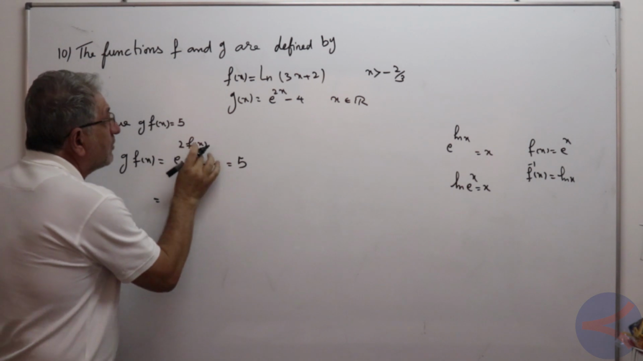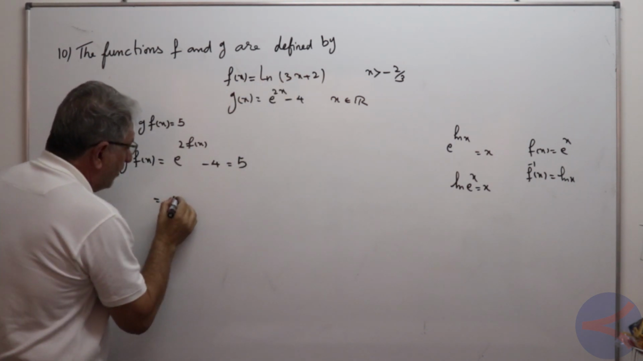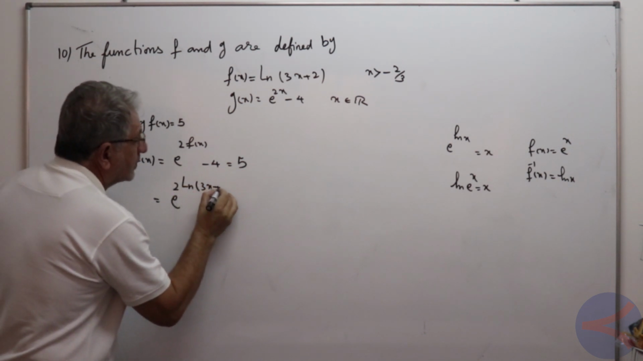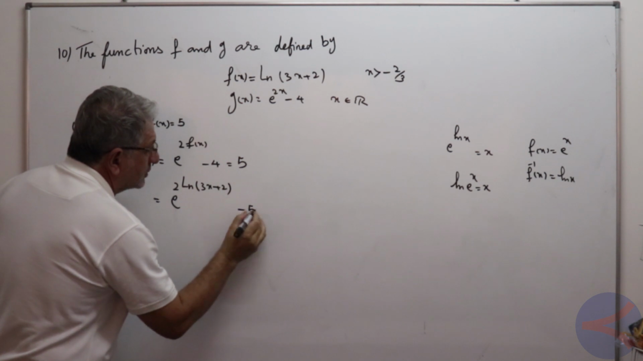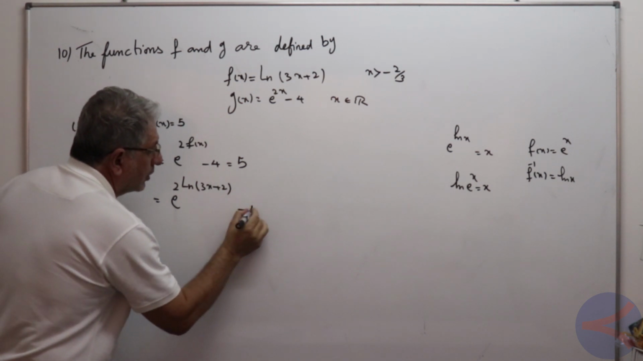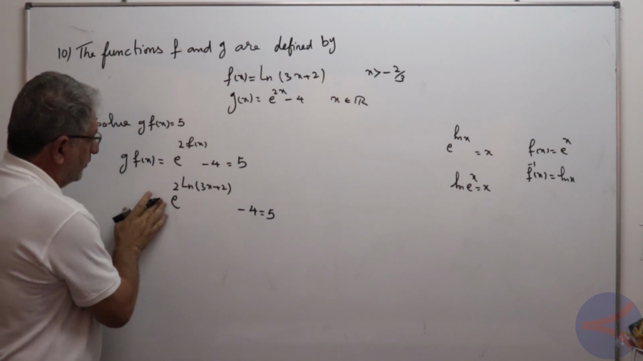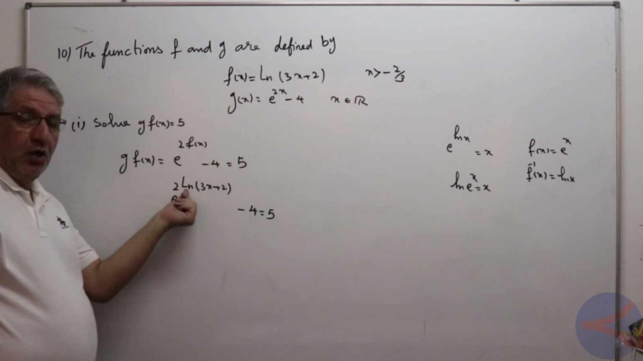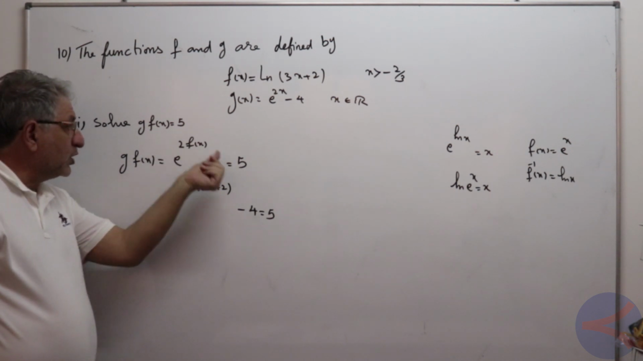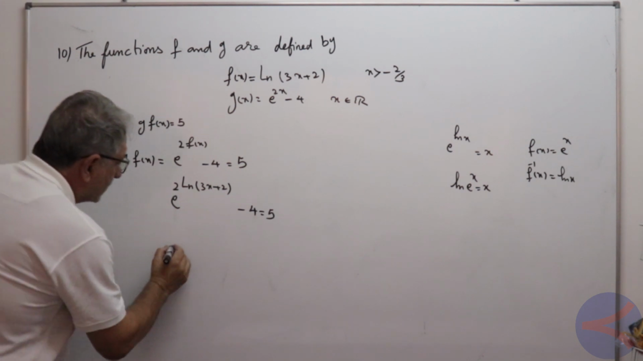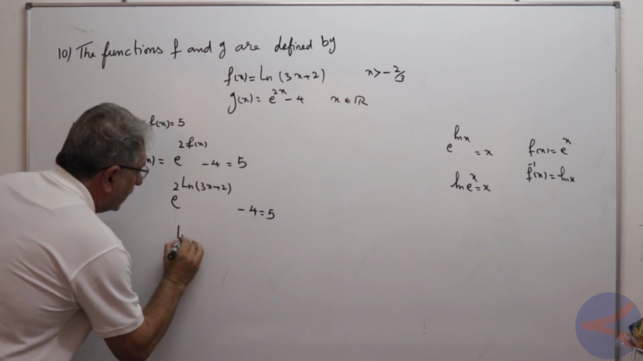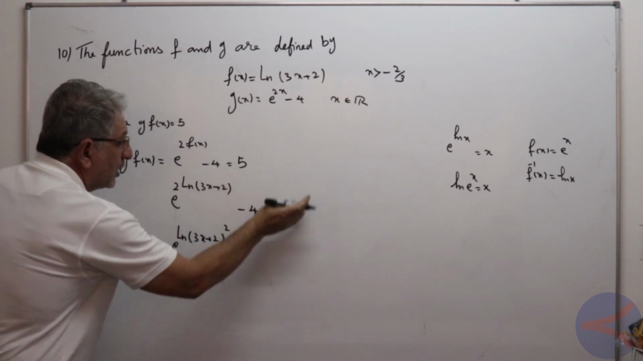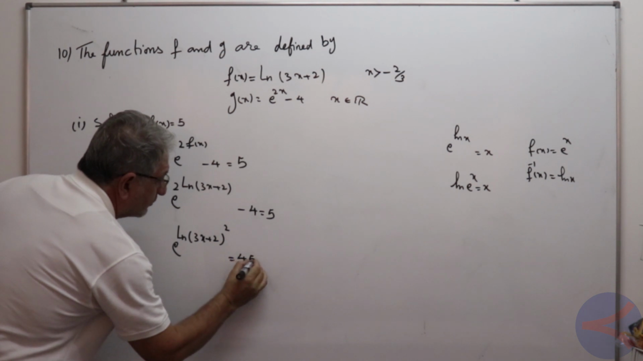Therefore, now we know that f of x is this. Therefore, this is e to the power of 2 times ln(3x plus 2), minus 4 is equal to 5. Okay? We're getting this. Now, ln is a logarithm function, therefore these two will go up there. Therefore I can write e to the power of ln(3x plus 2) to the power of 2. This 4, I take that side, will be 4 plus 5.